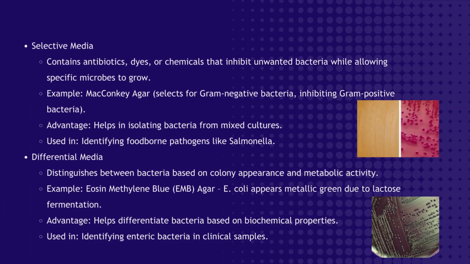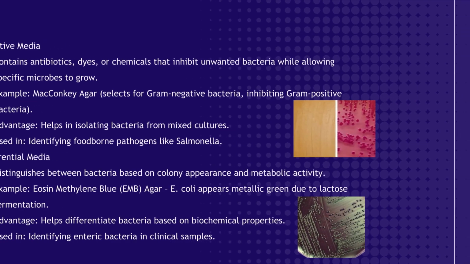Selective media contains antibiotics, dyes, or chemicals that inhibit unwanted bacteria while allowing specific microbes to grow. Example: MacConkey agar selects for gram-negative bacteria, inhibiting gram-positive bacteria. Advantage: helps in isolating bacteria from mixed cultures. Used in identifying foodborne pathogens like Salmonella.